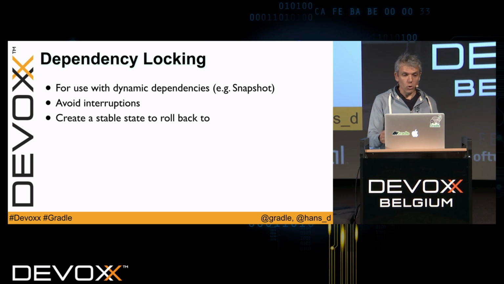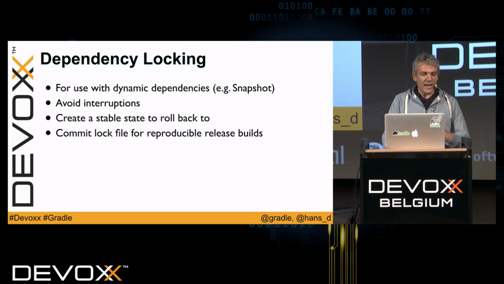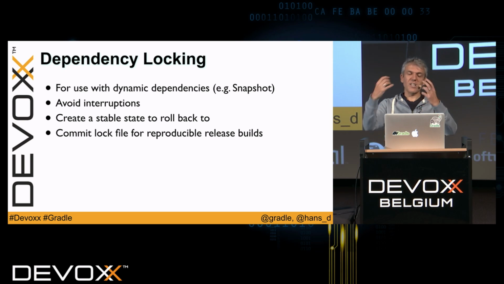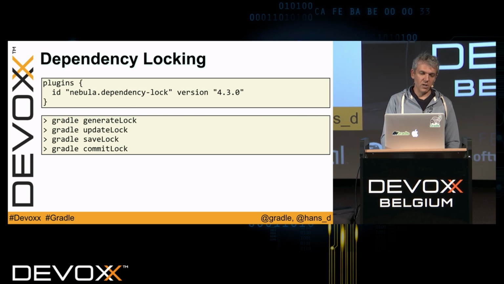If you use dynamic dependencies, you can create a stable state to roll back to. You can commit log files for reproducible release builds. So even if you use dynamic dependencies, you can check the log file into version control when you take a release, and that build will be forever reproducible with exactly the dependencies that were resolved when you did the release build. So when you apply the lock plugin, you have generate lock, update lock, save lock, commit lock.